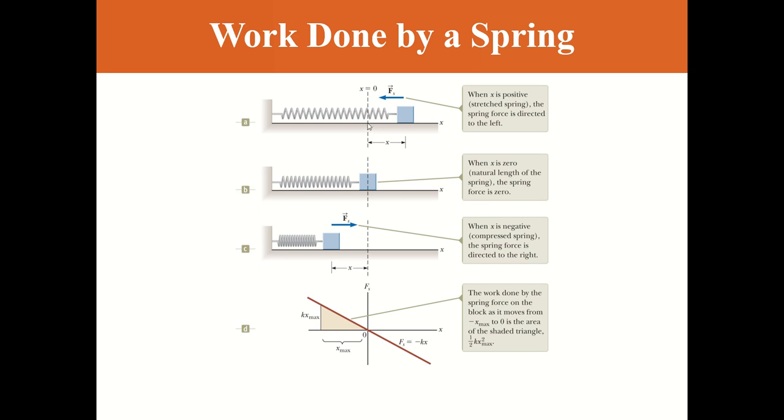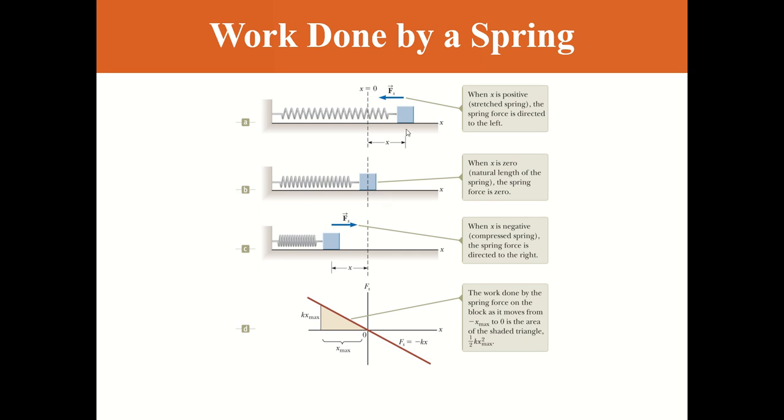In panel A, the spring is being stretched a distance of X. Because the block is attached to the spring, it's being pulled in the positive X direction, a distance of X. Again, panel B, equilibrium, spring neither stretched nor compressed. Now in panel C, the block is being pushed in the negative X direction by a distance of X relative to the equilibrium position. The equilibrium position is defined as the position when the spring is neither stretched nor compressed.